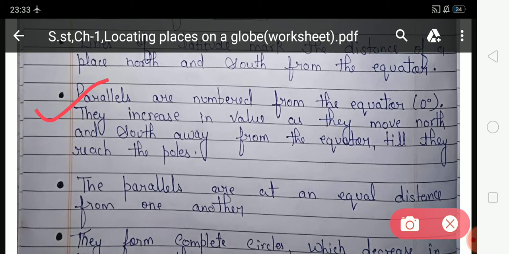So students, parallels are numbered from the equator, 0 degrees. They increase in value as they move north and south away from the equator till they reach the poles. Look at the next: the parallels are at an equal distance from one another. So students, lines of latitude are parallel and keep an equal distance from one another. Look at the next.